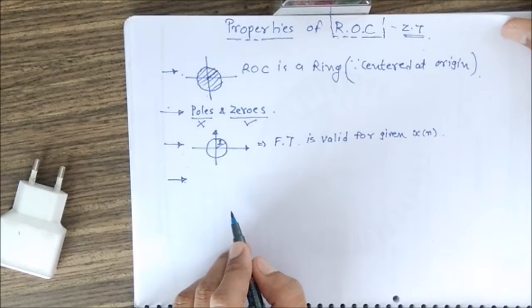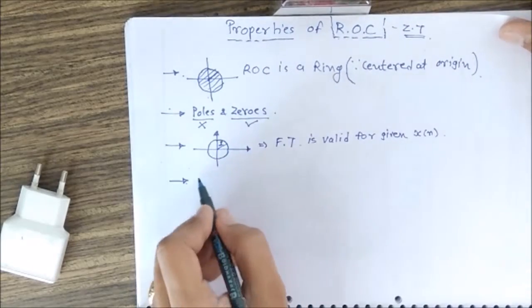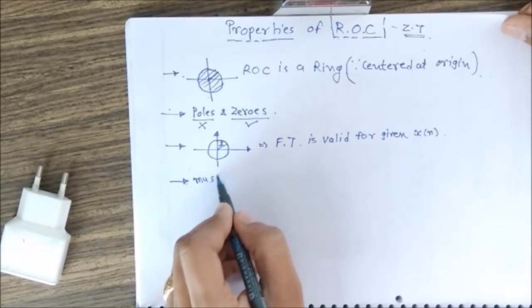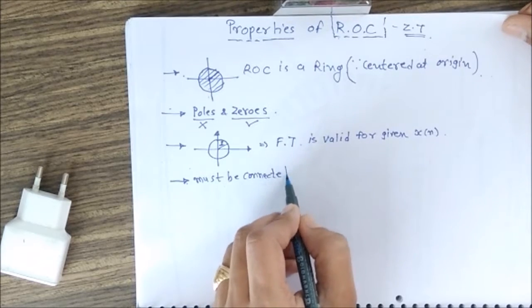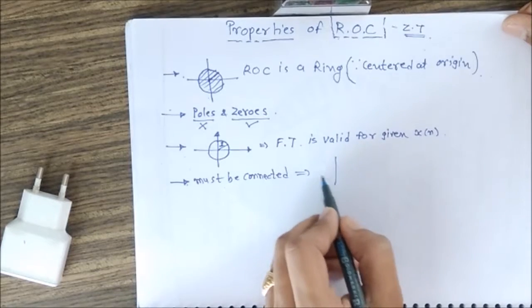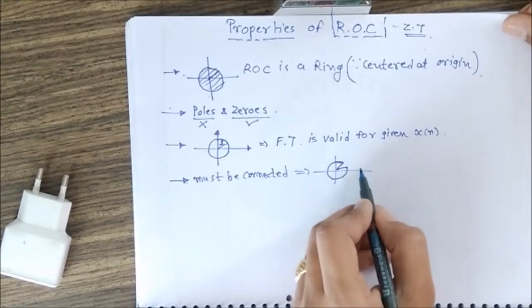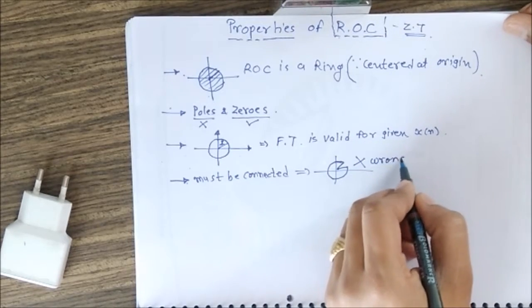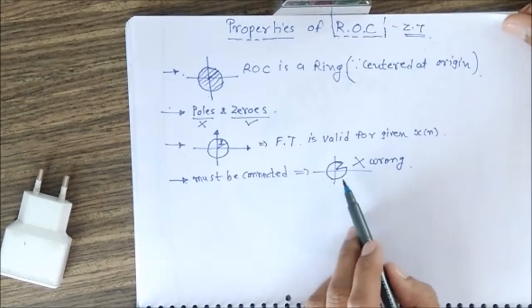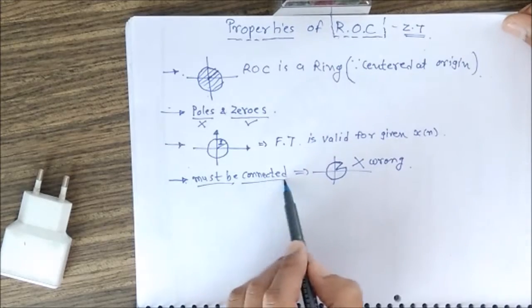Next important property is the ROC must be a connected region. So whatever we see, the ROC must be connected. It means we cannot plot ROC like this. ROC cannot be like a non-connected region. This is totally wrong. We should not draw ROC like this. ROC always has a connected region.